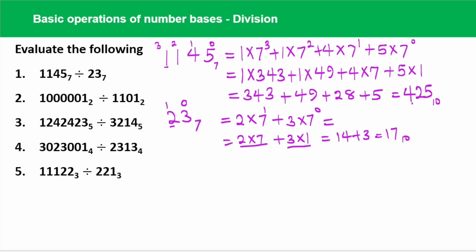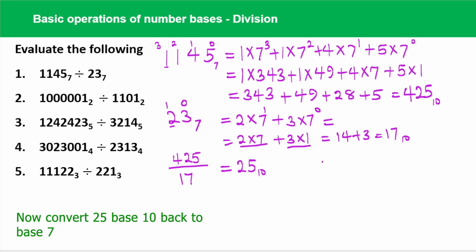Now our result for 1145 base 7 in base 10 is 425, divided by the result for 23 base 7 in base 10, that is 17. If we divide these two numbers, we'll have 25 base 10. This is our answer in base 10. But the question is to divide in base 7. So the last thing to do will be to convert this base 10 number back to base 7.